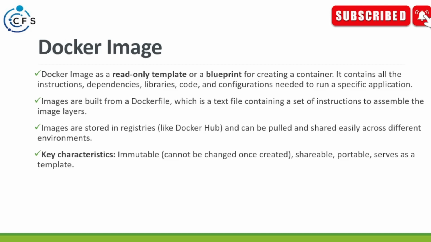Even in my previous videos we have seen how to build the image from the Dockerfile, so that we can refer. A Docker image is a read-only template. It has all the binaries, dependencies, libraries and instructions that help to create the container. The key characteristic of a Docker image is that it is immutable, so we cannot change it once it is created. For any change, we have to recreate it. So that is all about the Docker image.